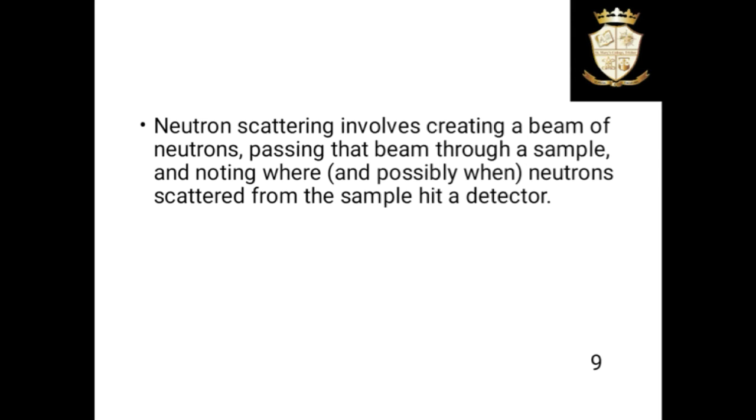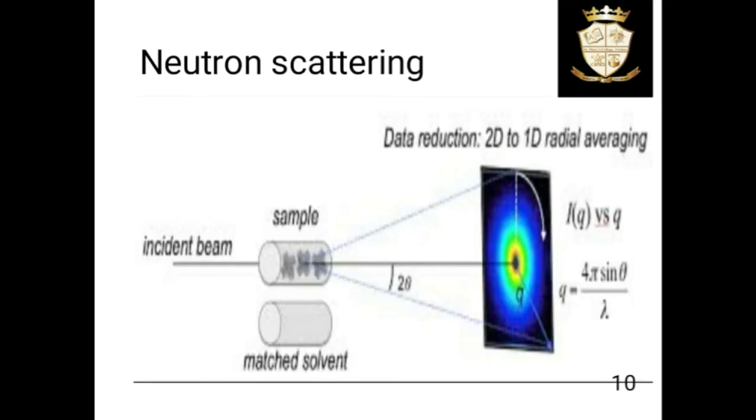and noting where the neutrons scattered from the sample hit a detector. So here also a detector is used for detecting the neutron scattering. This is the incident beam, and this is a sample. The sample is placed and the incident beam is moved through that. It may be scattered, and the detector is used to detect the neutron scattering.